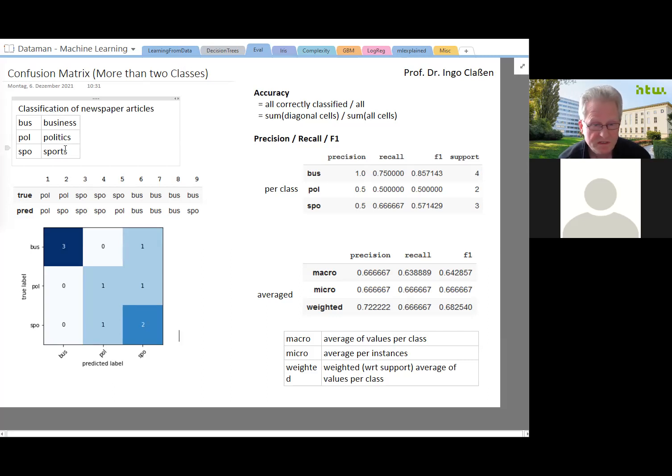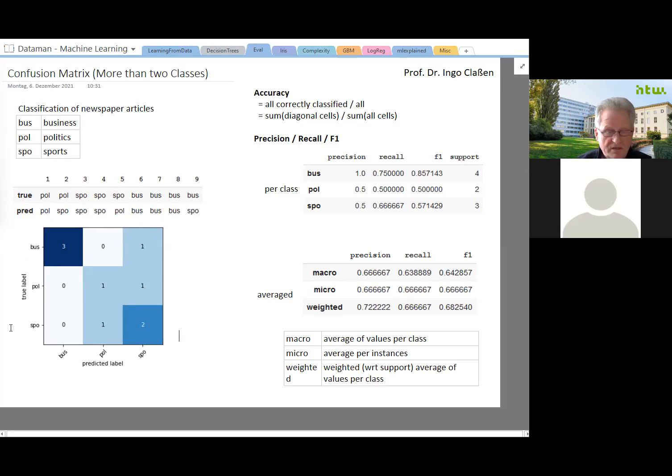And what we can do is we can also draw a confusion matrix. Let's assume these are our true values. So article number 1 was politics, number 2 was also politics, number 3 was sports, and so on. And we have predicted them as follows. For example, the first one that was politics, we have predicted as politics. The second one was politics, but we have predicted it as sports, and so on. Then we can also draw a confusion matrix, but now we have 3 labels, not only 0 and 1.